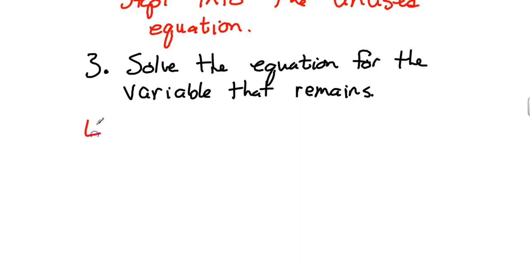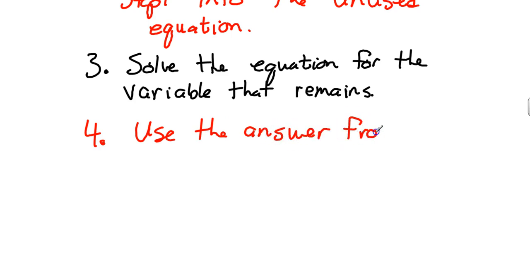The last thing you'll do is take the answer from step 3, x equals 2, y equals -5, whatever that number is. And you're going to plug that number back into either one of the original equations to find the other variable.